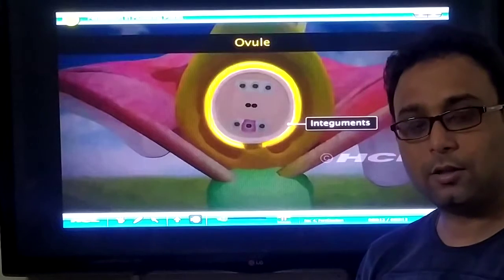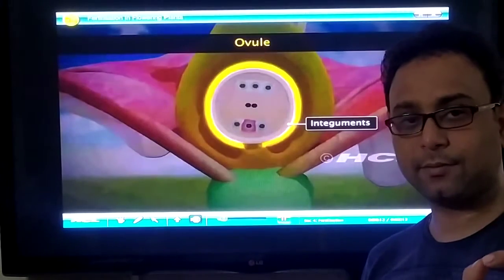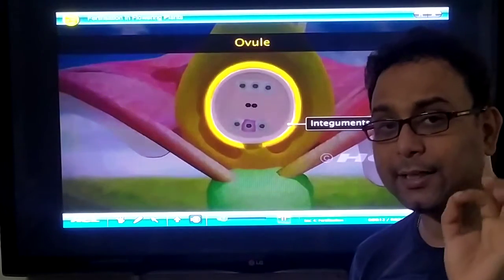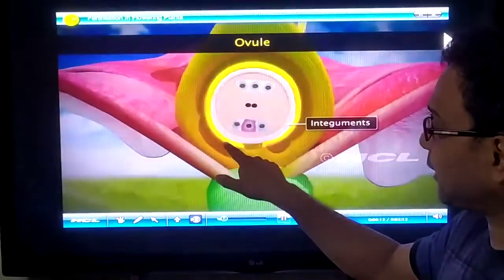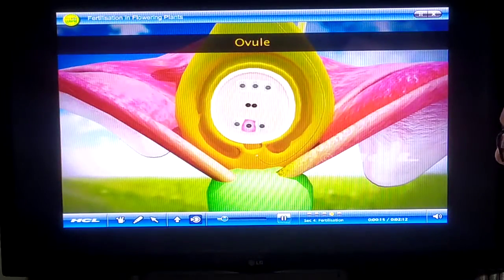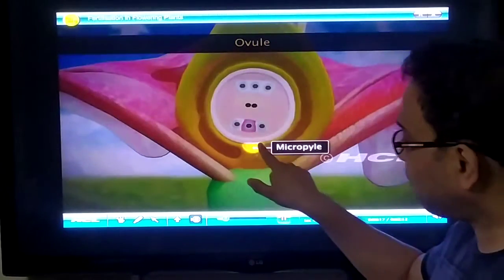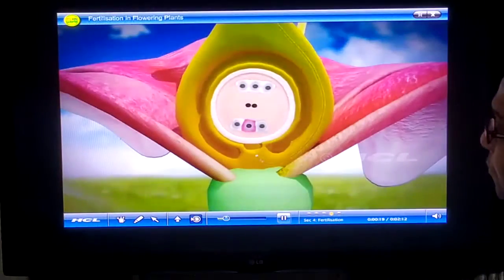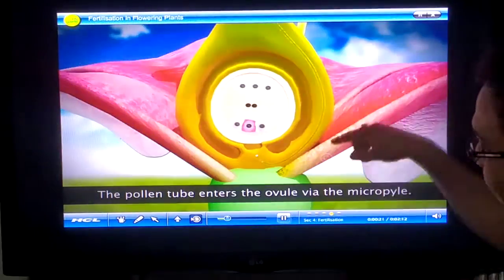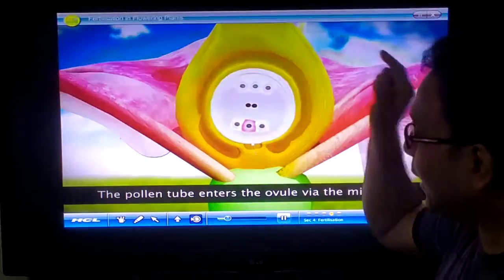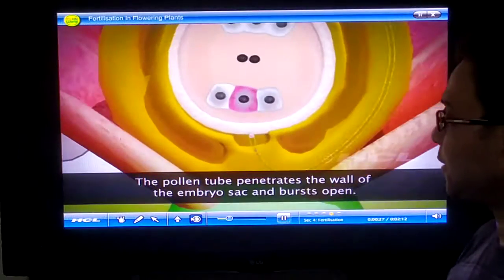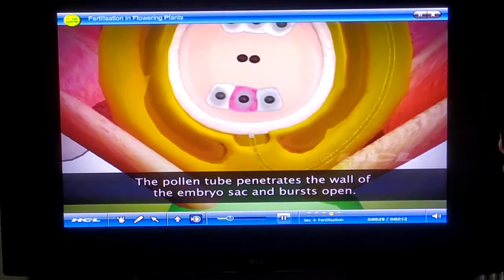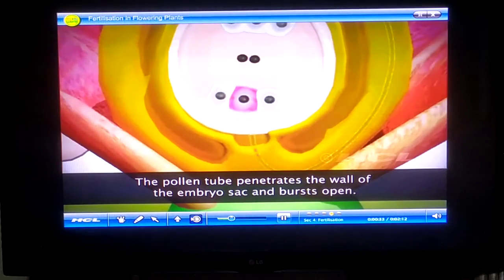This is called the integuments. How many integuments are there? There are 2 integuments that cover the ovule. And this is the micropylar end. The pollen tube enters via the micropylar end because on that side the egg cell is present. The pollen tube penetrates the wall of the embryo sac and bursts open.